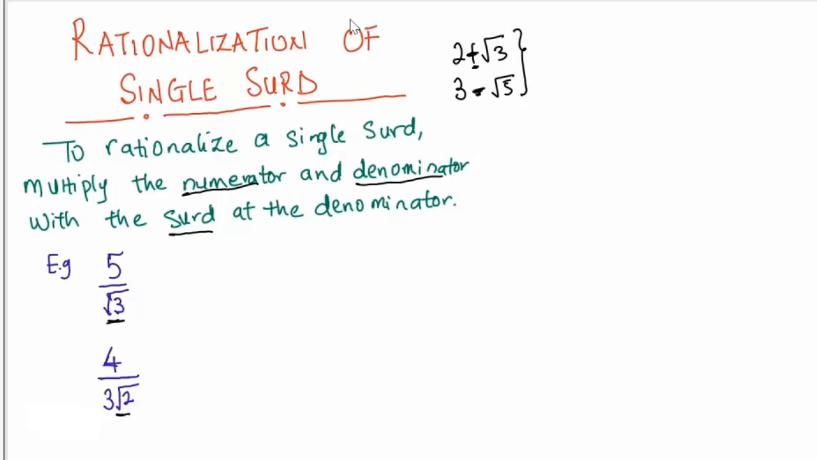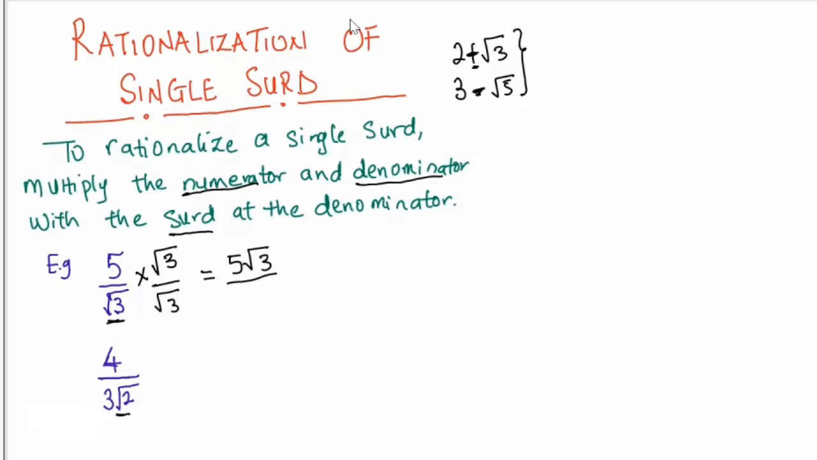So now let's look at this example. In this first example, we have root 3 as the denominator. So I'm going to multiply the numerator with root 3, and then the denominator with root 3. Now we are going to multiply. Now 5 times root 3 will give us 5 root 3. Now for the denominator, we have root 3 times root 3.